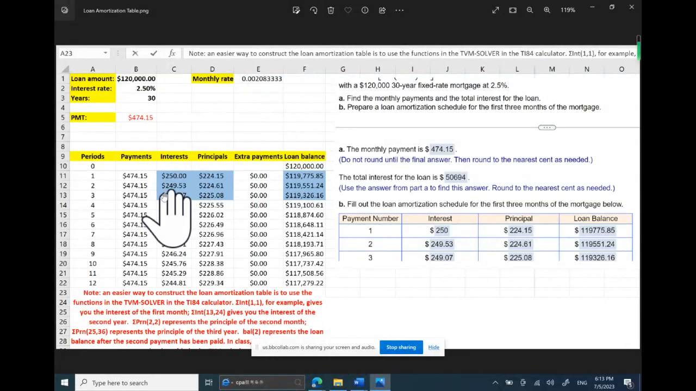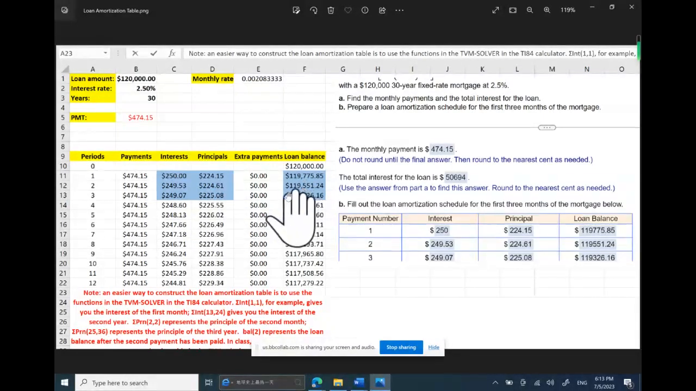The monthly interest rate is applied on the previous balance, not the original balance. So subtract the second month's interest from the monthly payment. The difference would be the second month's principal. And then you subtract the second month's principal from the previous balance, the end of the first month's balance. Once again, your balance is reduced by the amount you pay as principal.